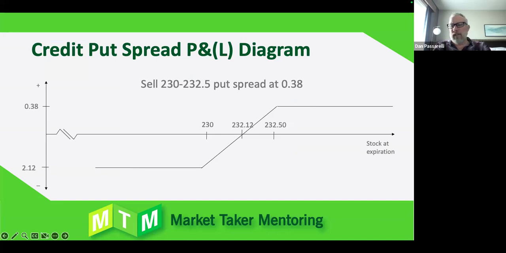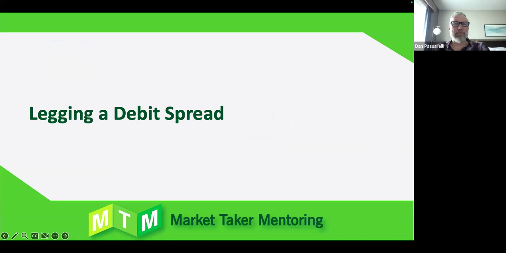All right. So this is really pretty straightforward, isn't it? You got credit spreads down pretty well. Let's talk about debit spreads. Debit spreads are a little bit of a different philosophy.